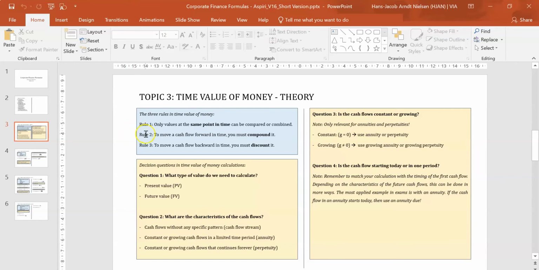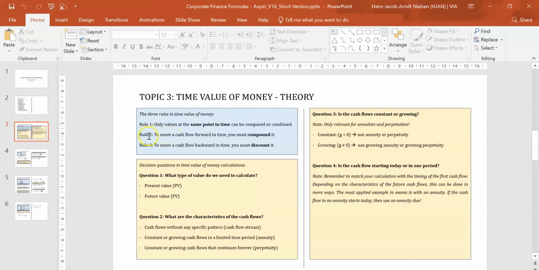The second rule is, if you want to move a cash flow forward in time, you must compound it. Often you will hear teachers say that this is called forward discounting. The right term is compounding, but if you hear forward discounting, it means the same. The third rule is that if you want to move a cash flow backward in time, you must discount it.